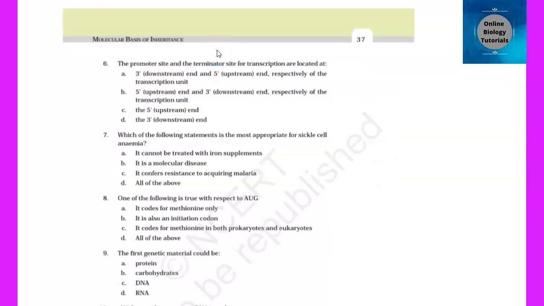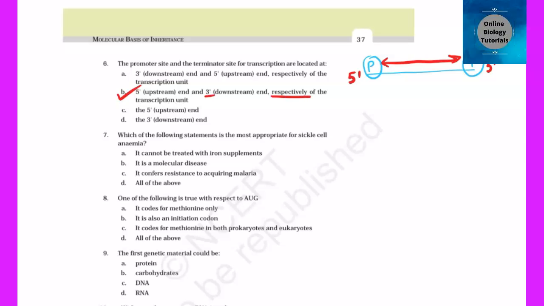Question number 6 says the promoter site and the terminator site for transcription are located at... So if you have an idea of the transcription unit, the promoter is at the beginning, the terminator is at the end, and the region between the promoter and the terminator is known as the structural gene. So they are just asking for promoter and terminator. The promoter will be at the 5' end and the terminator will be at the 3' end.